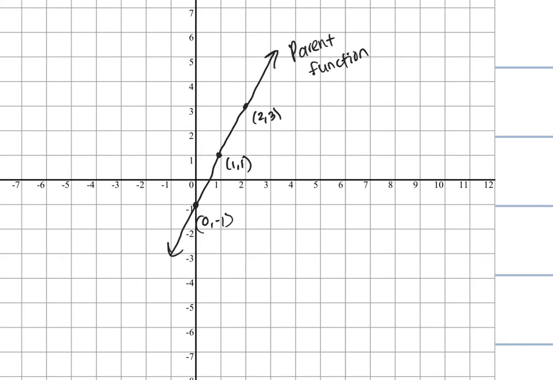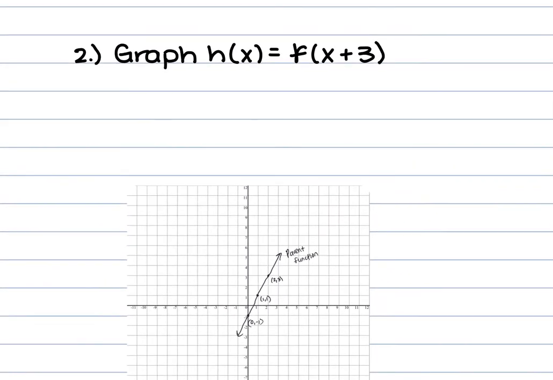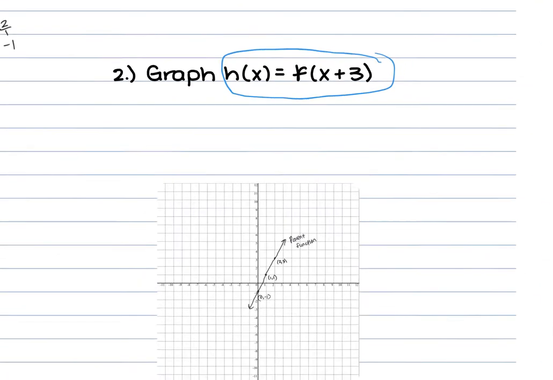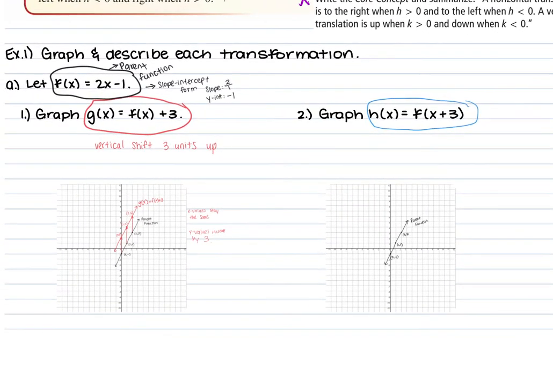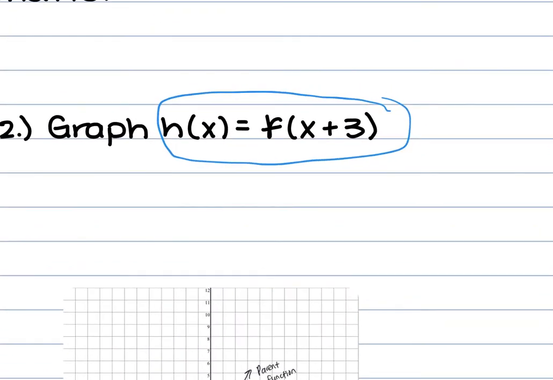Now, the next thing that's happening in this example is h of x, make sure you circle this one in blue, is equal to f of x plus 3. Compare number 1 and number 2. How are they different? What's the difference in number 1 and number 2? Diana? The x is in parentheses with the 3. Correct. The 3 is now being added inside the parentheses. Do we see that?